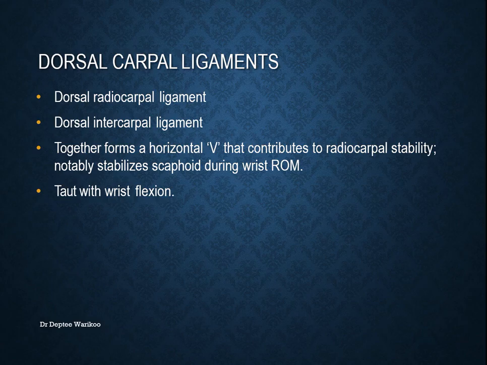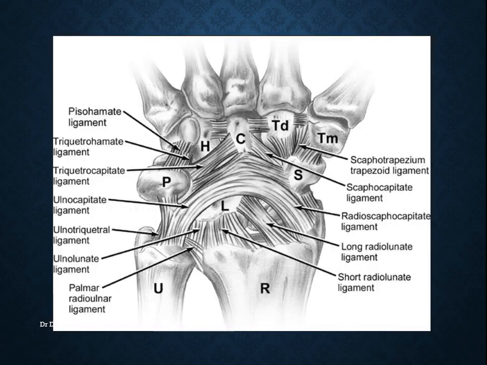So before going further, let us sum up the ligaments. The extrinsic ligaments are radiocarpal, radiocollateral, volar collateral, then radioscaphocapitate, radiolunate, radioscapholunate. Then we have the ulnocarpal, that is the TFCC, meniscus homologue, ulnolunate, ulnar collateral. Then we move to dorsal carpal ligaments. The intrinsic ligaments are the short ligaments, then intermediate ligaments and the long ligaments.